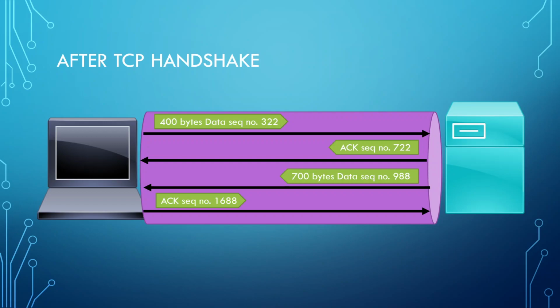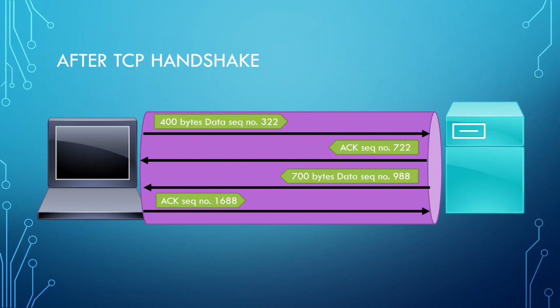What the server is saying to the client is that the first byte of the next bunch of data you send me should have a sequence number of 722. I've acknowledged receipt of the packet and the 400 bytes of data you just sent me. So if you're going to send me another 400 bytes of data, the first byte of that packet should have a sequence number of 722. I expect that packet to have a sequence number of 722.